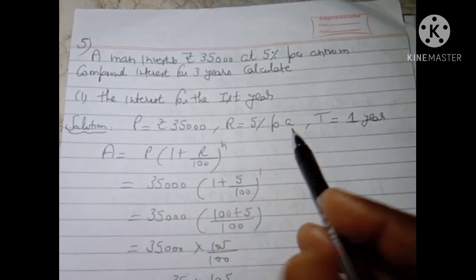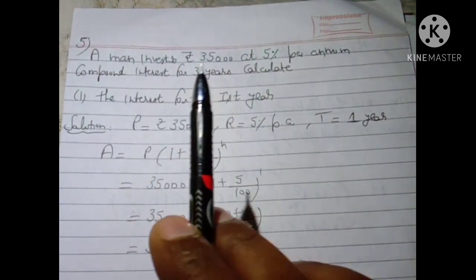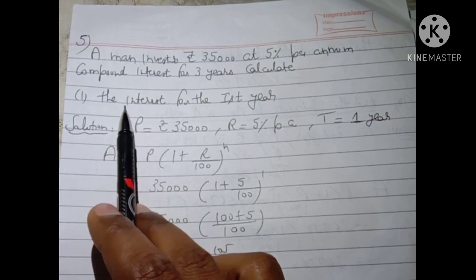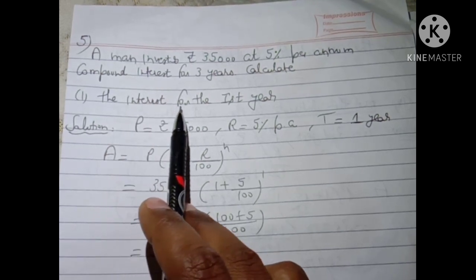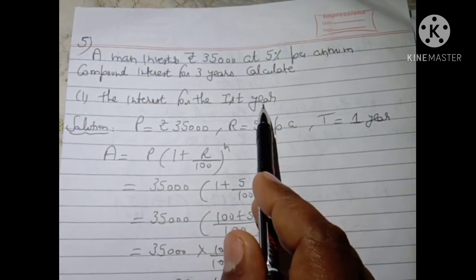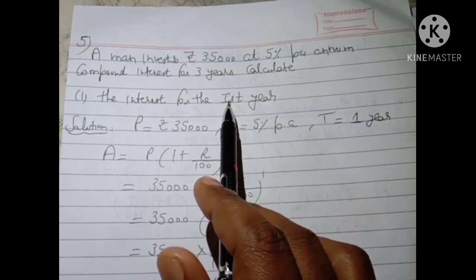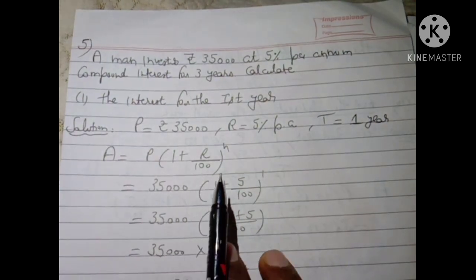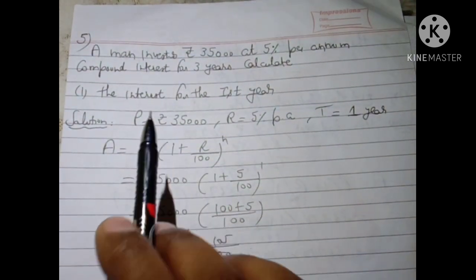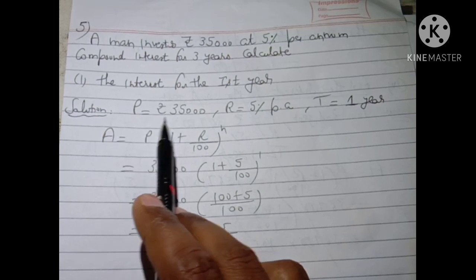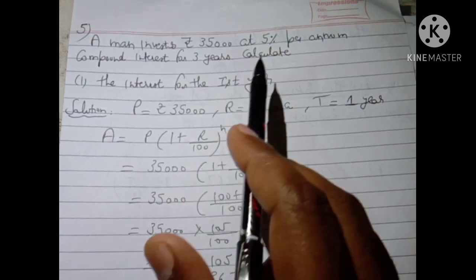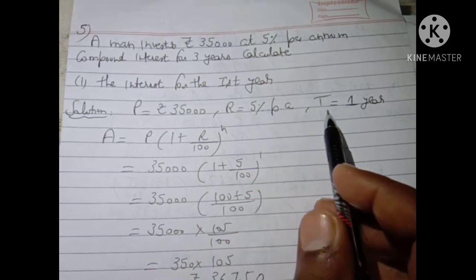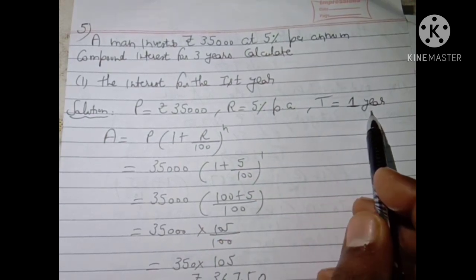But you have to see carefully, this fifth sum has 4 parts. In the first part of this fifth sum, we have to find out the interest for the first year. Only the interest for the first year. The principal is rupees 35,000, the rate of interest is 5% per annum, and the time I have taken is 1 year.